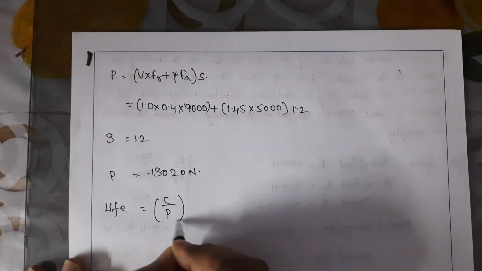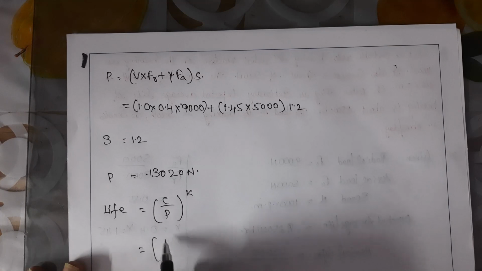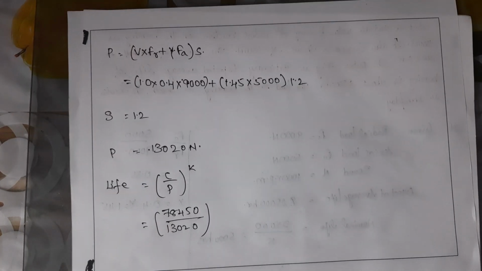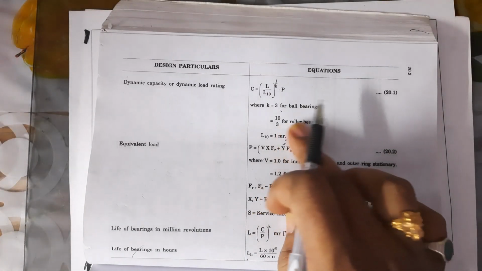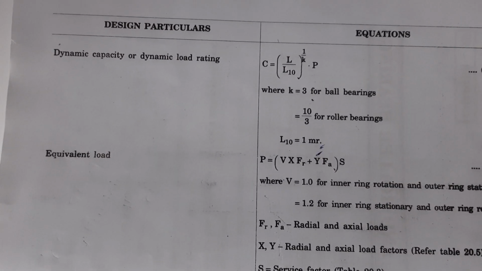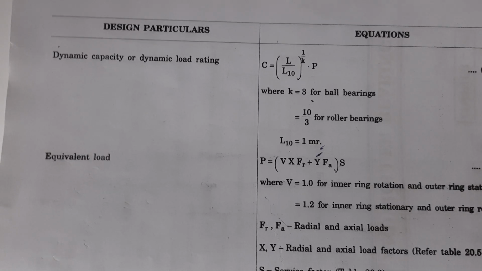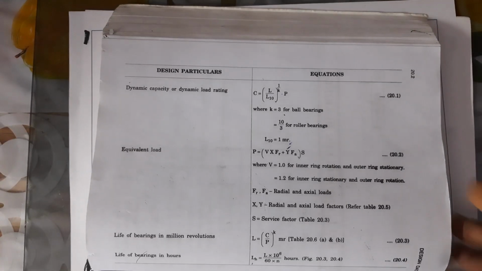Here the life can be found out by (C by P) whole to the power of K. So this is the formula we are having. We have selected the C value as 78450 and the P value we have got is 13020. The K value we have already seen in the formula itself: K is 3 for ball bearings and 10 by 3 for roller bearings.